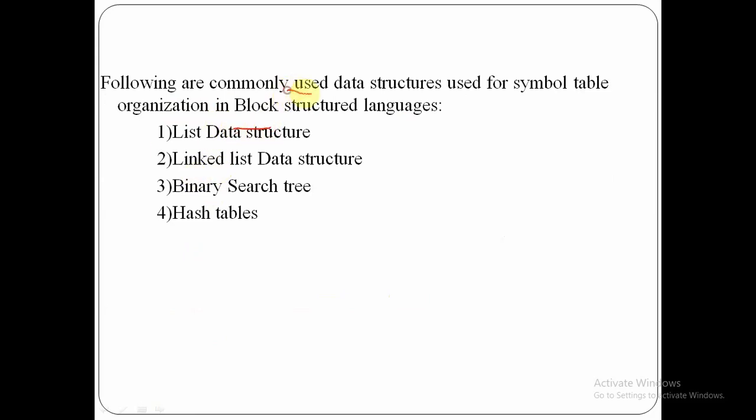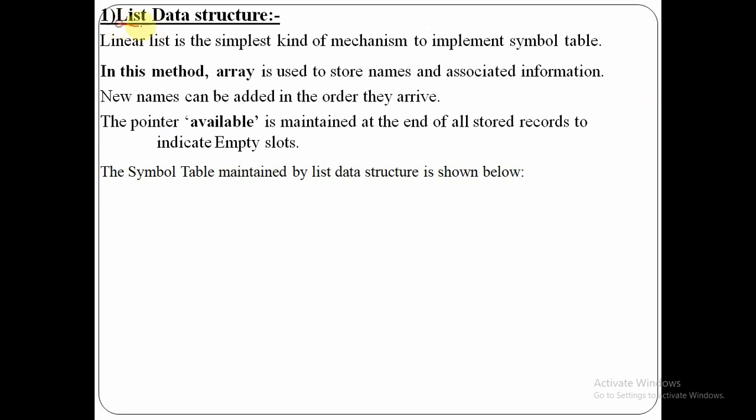The commonly used data structures for organizing block structured languages are listed below: list data structure, linked list data structure, binary search tree and hash table. Let us see the first one. List data structure means array. In the array, we are going to store all the information regarding the identifier. The information may include its name, field, its size, information, default value, scope information, or some other block level information, whatever it may be.